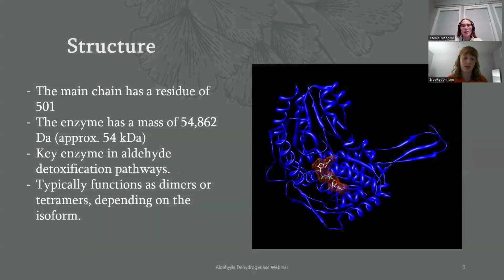The structure of aldehyde dehydrogenase, or ALDH, has a main chain of 501 residues, and the enzyme has a mass of 54,862 Da, which is approximately 54 kDa, and is a key enzyme in aldehyde detoxification pathways. It typically functions as dimers or tetramers, depending on the isoform.